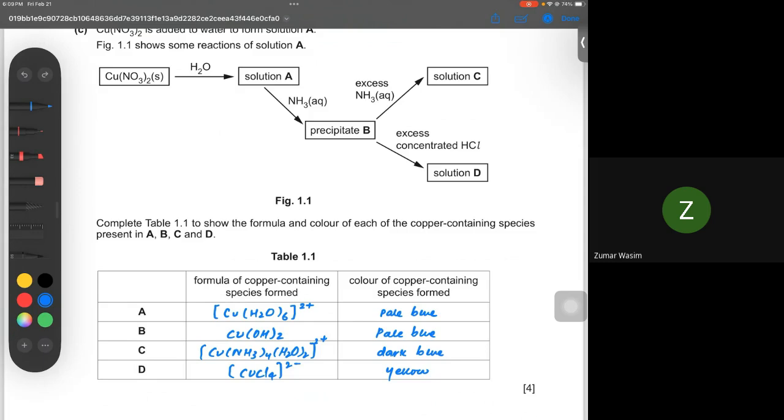When it dissolves in water, you will see that the water molecules surround the copper ion, just like that. In this manner, the water surrounds the cation, since it has a positive charge.